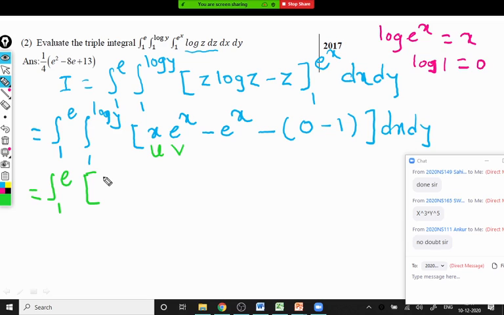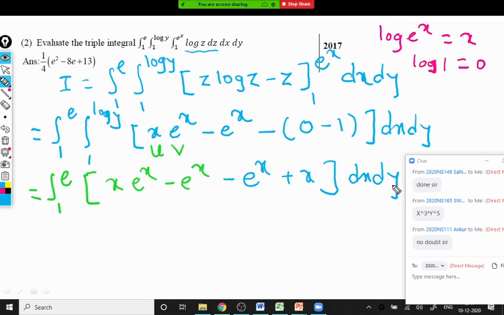It will be x e to the power x minus e raised to x. That's the integration of this first part. Then the remaining terms will be minus e raised to x plus x, dx dy. The limit remaining will be log y.